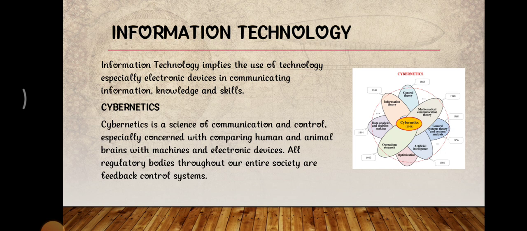Now let's see information technology. Information technology implies the use of technology, especially electronic devices, in communicating information, knowledge, and skill. The first is cybernetics. Cybernetics is a science of communication and control, especially concerned with comparing human and animal brains with machine and electronic devices. All regulatory bodies throughout our entire society are feedback control systems.